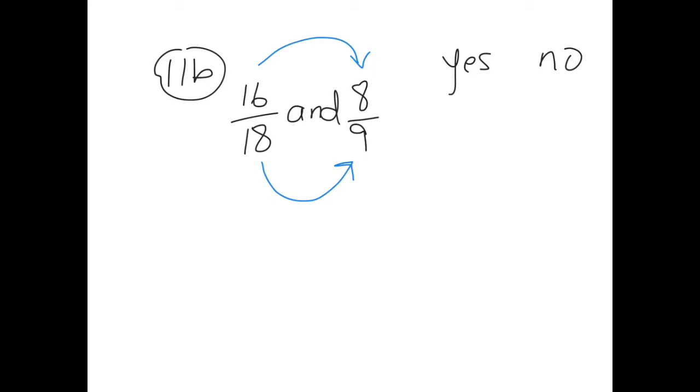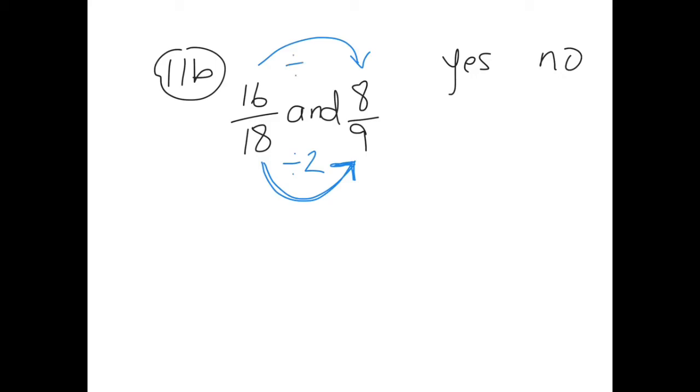We're either making bigger pieces or smaller pieces. 16/18, those are small pieces. Let's look at the denominator. To get from 18 to 9, I would have to divide by 2. 18 divided by 2 is 9. 9 times 2 is 18. That works. But will the same rule work up top?